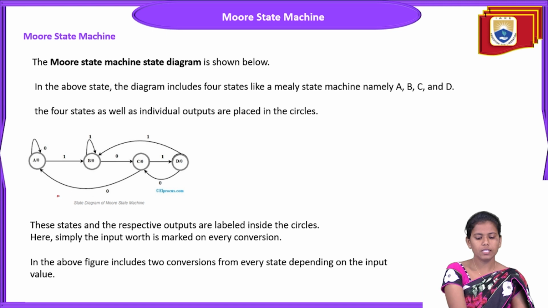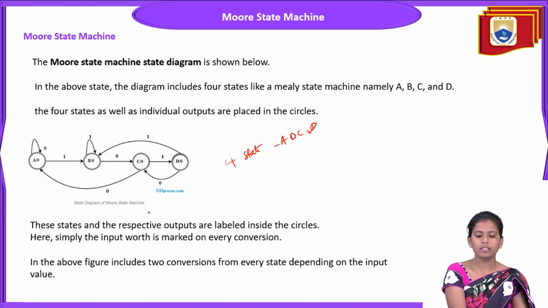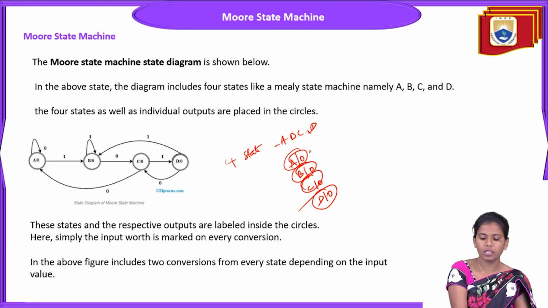See, this is a small example he has given. The Moore state diagram shows similarly A, B, C, D. So here we have four states A, B, C, D, and these are the individual states. The four states as well as the individual outputs are placed in the circles. So the states and the respective outputs are labeled inside the circles.